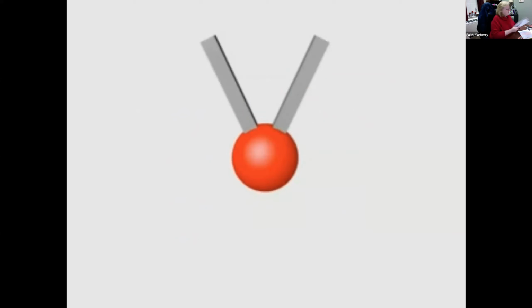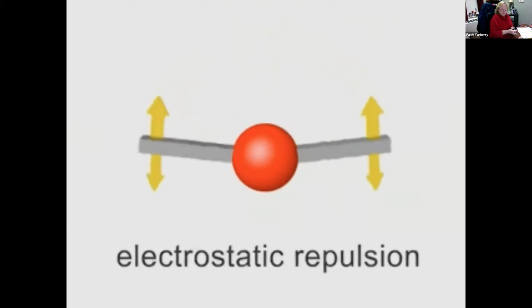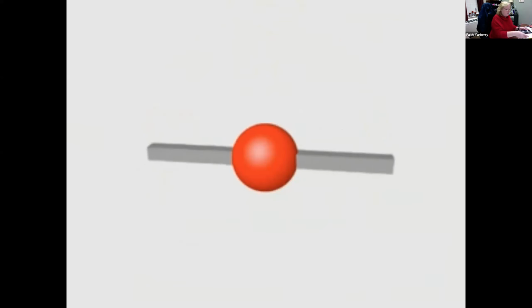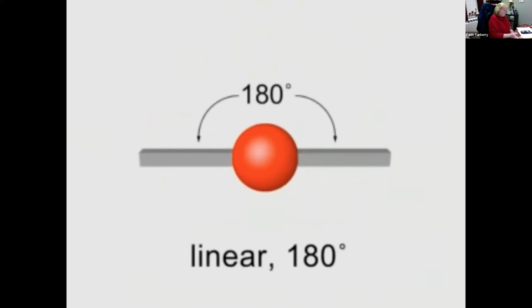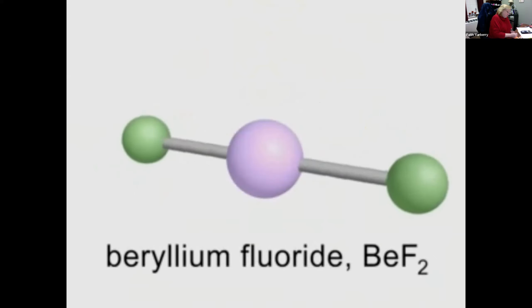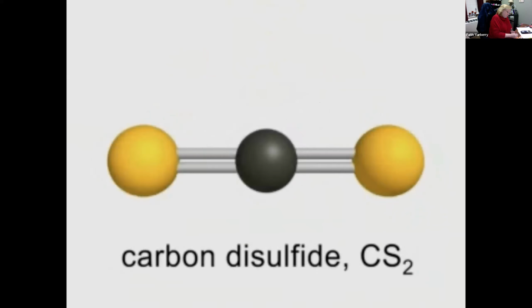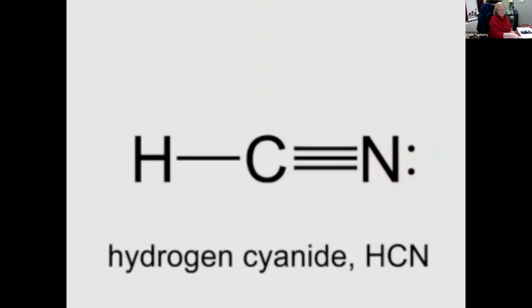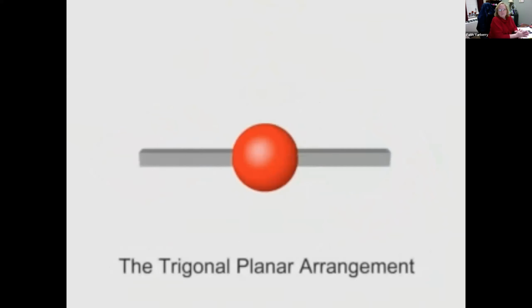At any angle less than 180 degrees, electrostatic repulsions push the bars apart. Repulsions are minimized when the bars attain a linear arrangement. Electron groups can be single bonds, as in gaseous beryllium fluoride, double bonds, as in carbon disulfide, triple bonds, as in hydrogen cyanide, or, as you will see shortly, lone pairs.